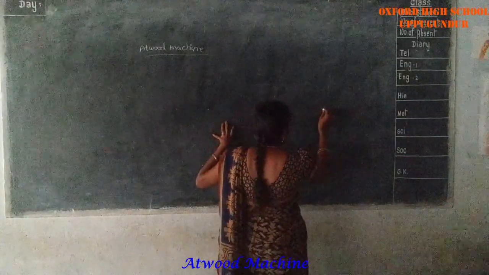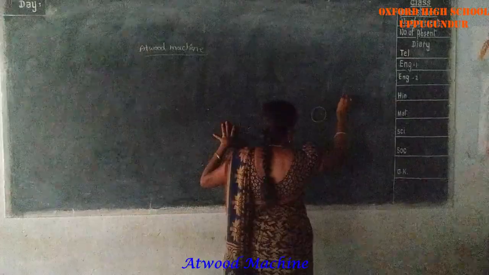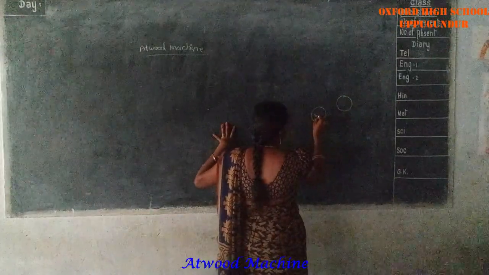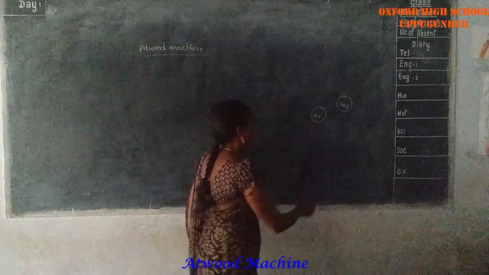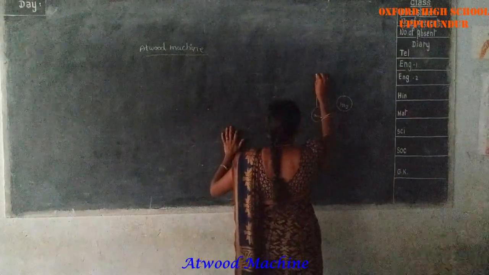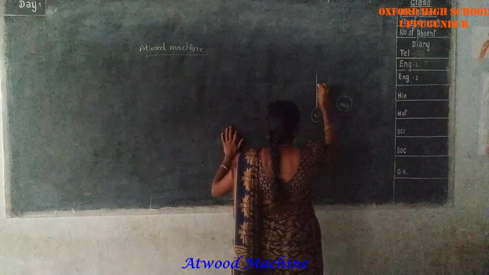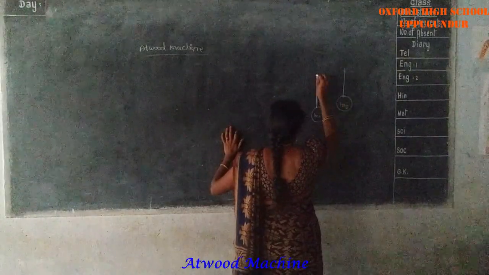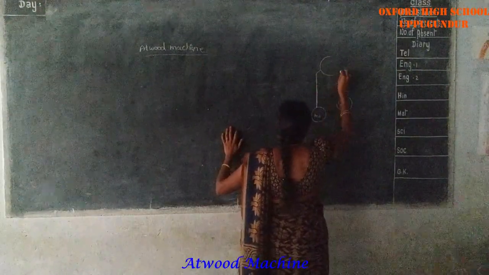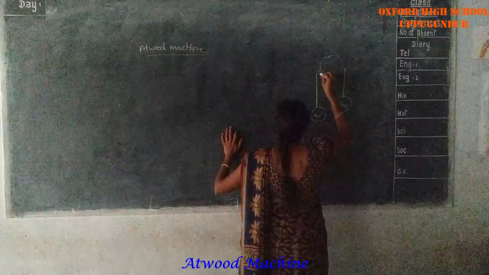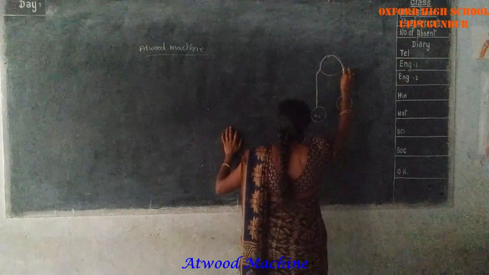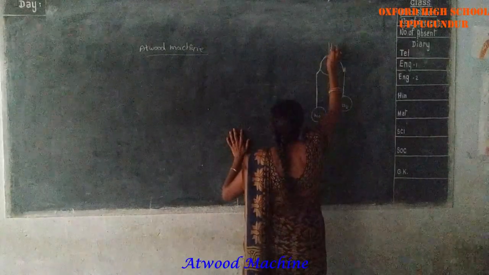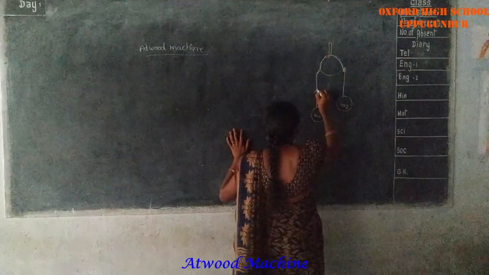Here, the Atwood machine consists of two loads of masses m1 and m2 attached to the two ends of a string. The two ends of the string pass over a pulley. This is the string.